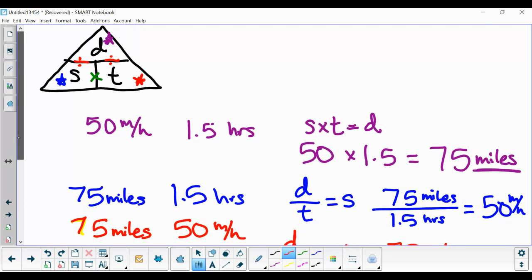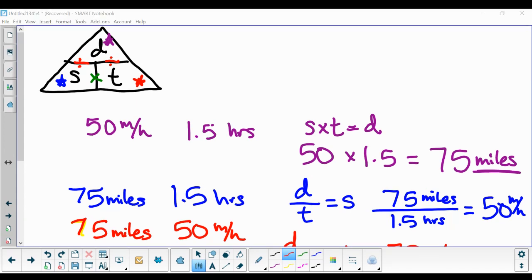So that's our quick and easy way of using that triangle to calculate distance, speed, and time. Make sure as you are reading through these problems that you are looking very closely for what you're solving for. And if you have any other questions, make sure to email me and we can get you set.